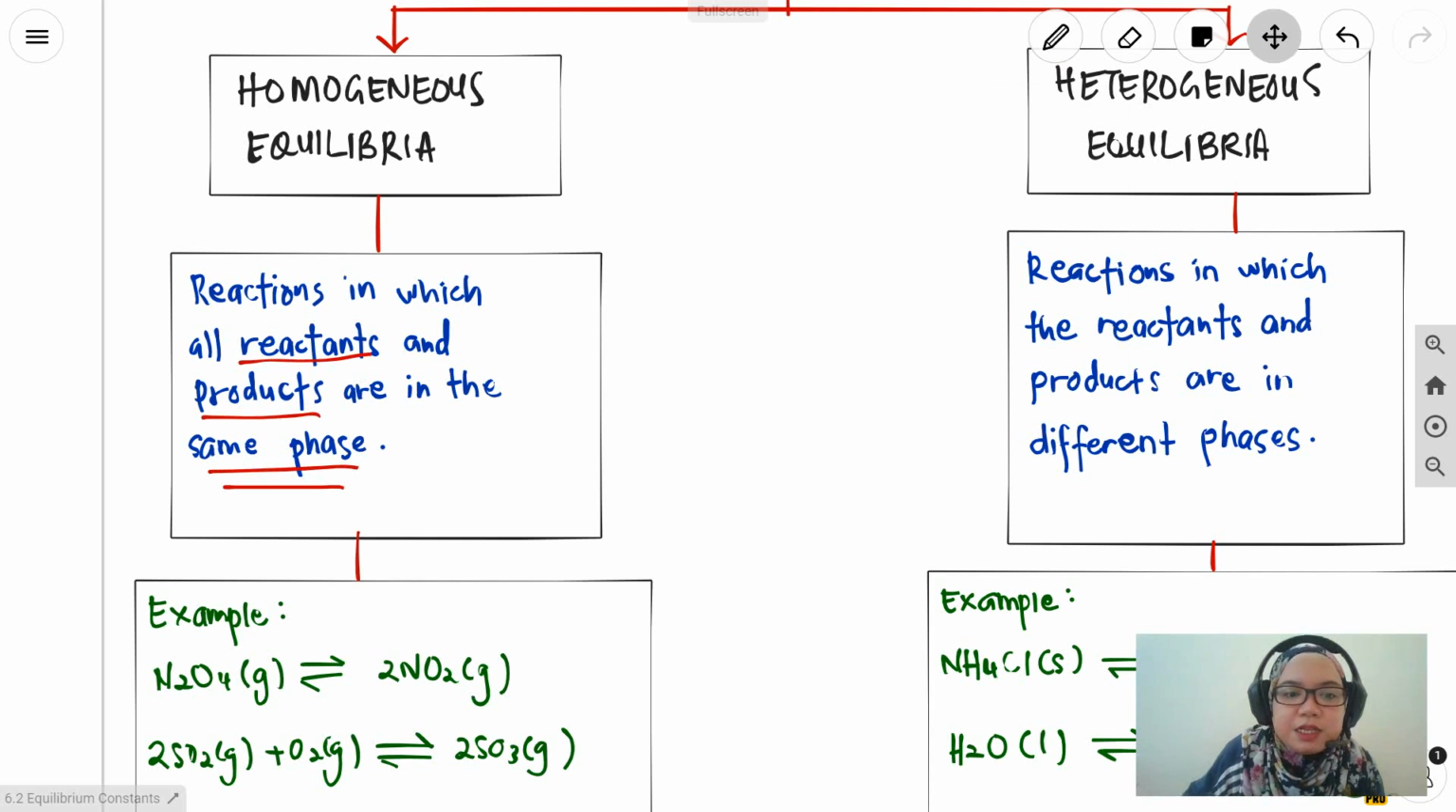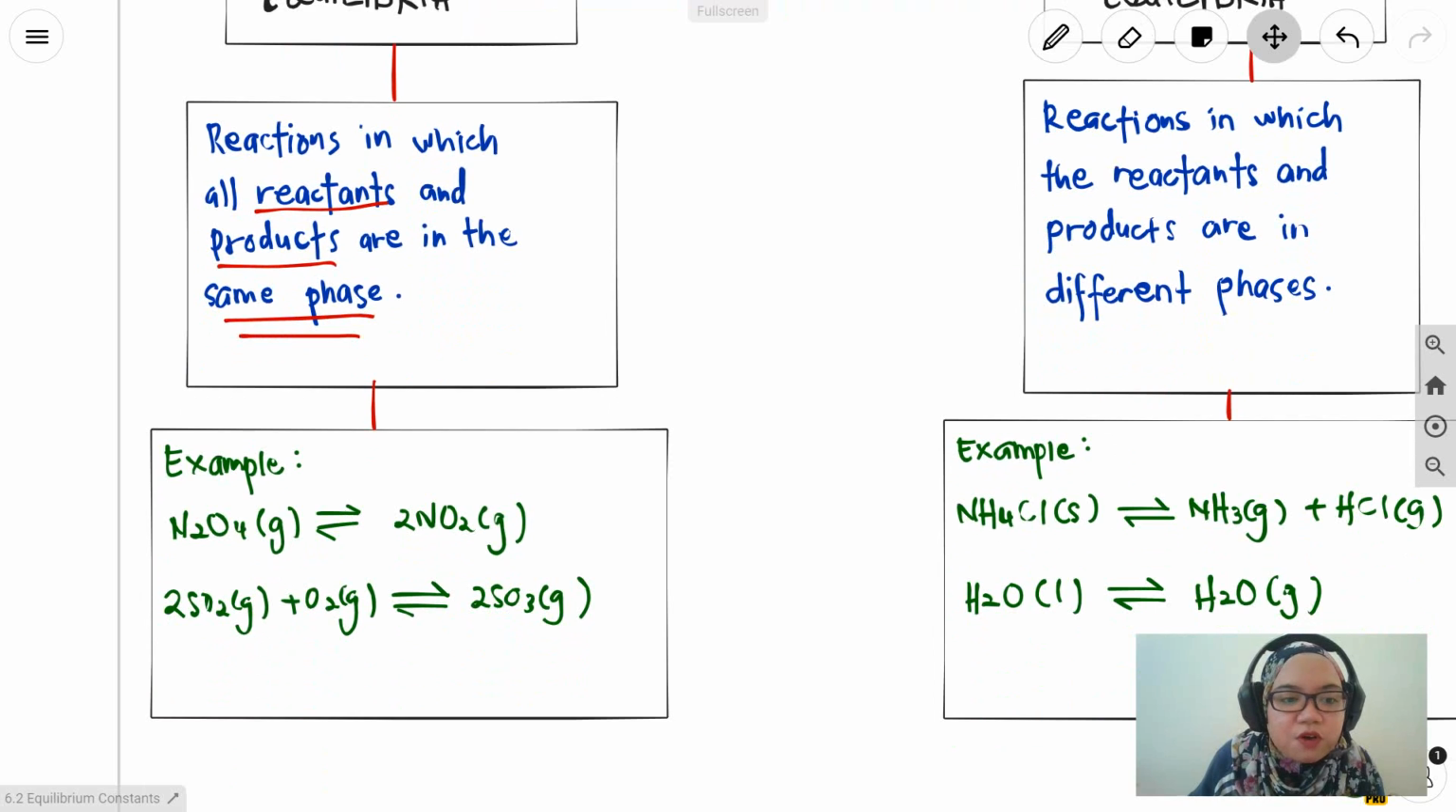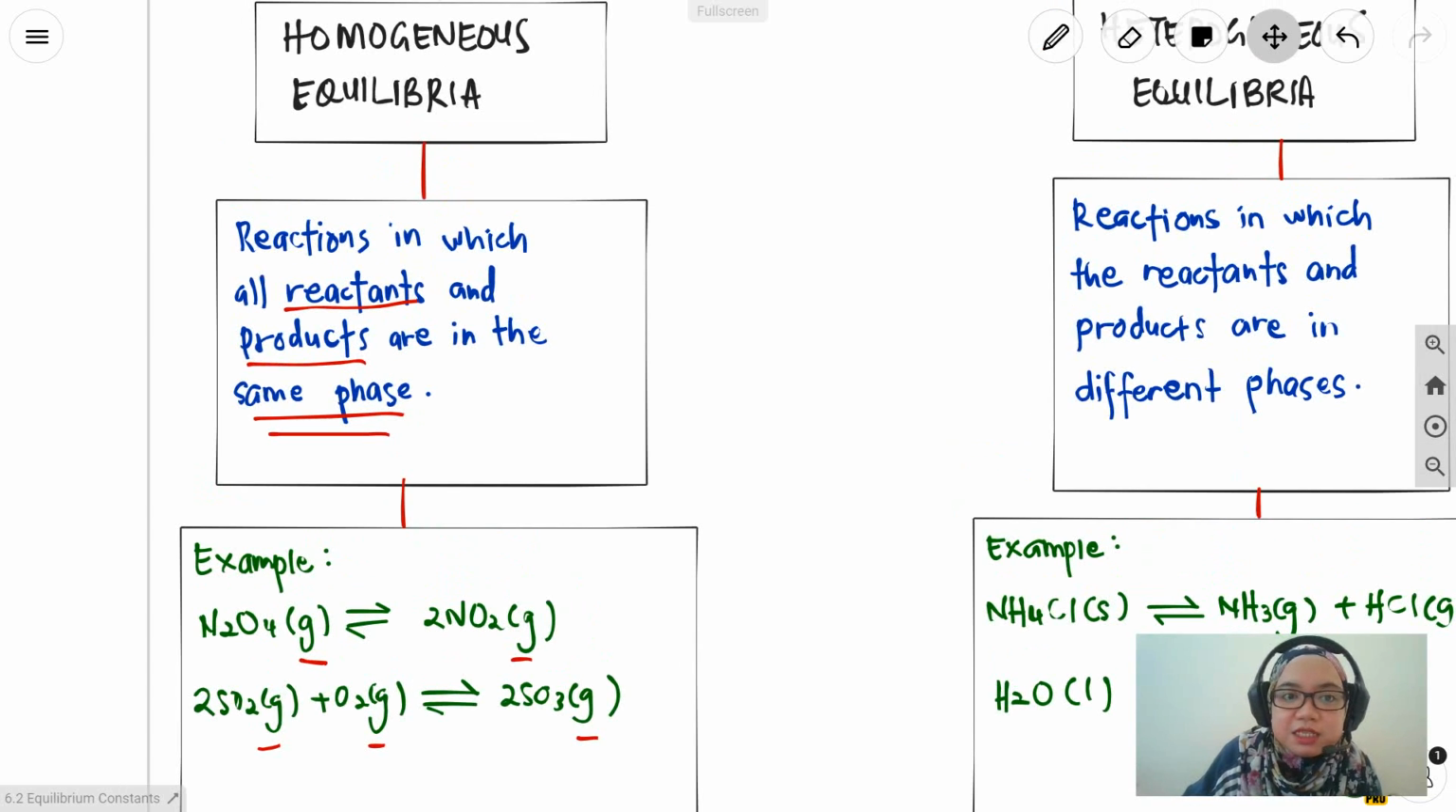For example here, we have N2O4 gas decomposed into NO2 gas. Both the reactant and products are in the same phase, which is the gas phase. And for example, we have SO2 gas react with oxygen gas to form SO3 gas, and all the reactants as well as the products are in the same phase. So this is what we call the homogeneous system or homogeneous equilibria.